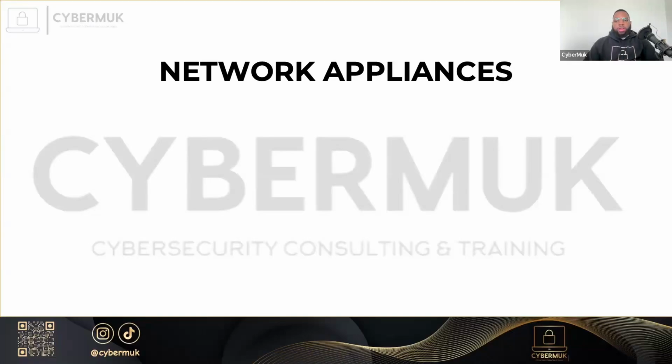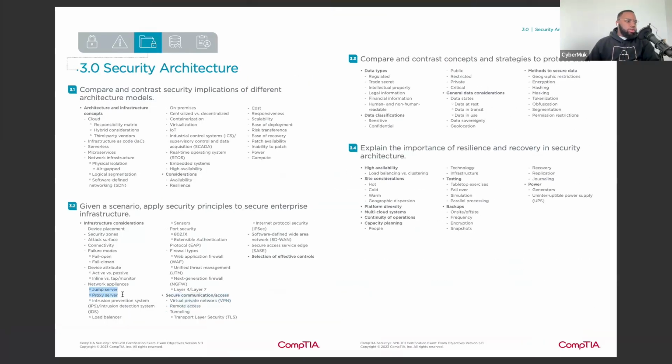Now let's take a look at some network appliances. There are a few here that we will talk about, such as jump servers, proxies, IPS, firewalls, and more.